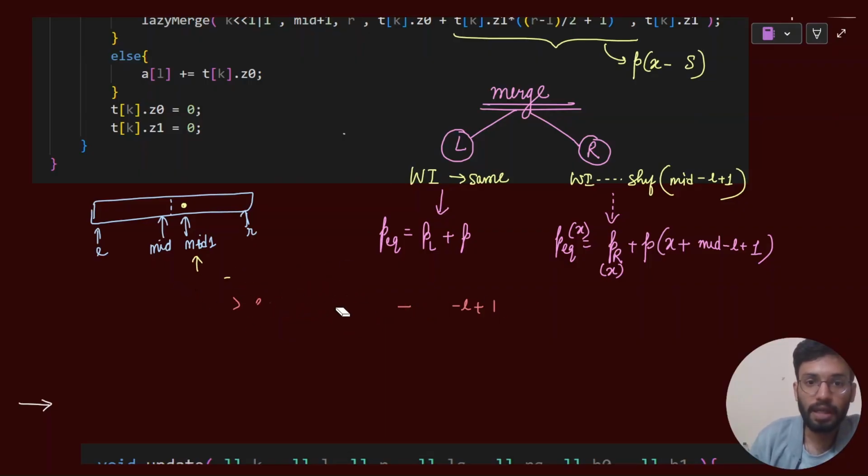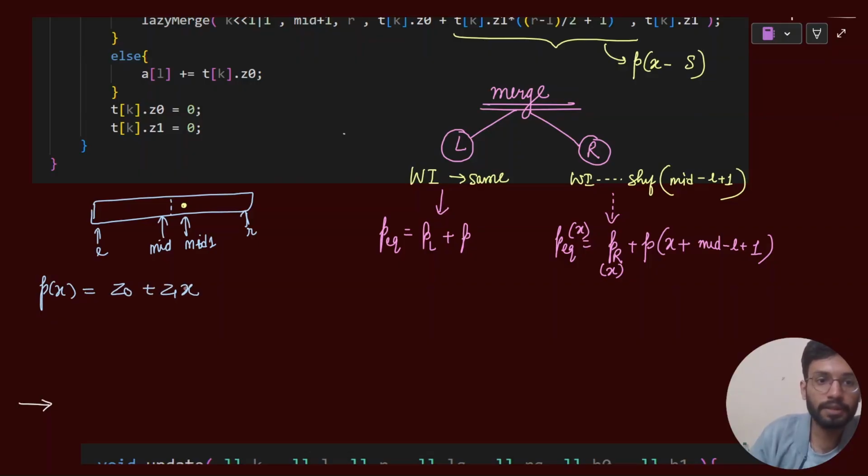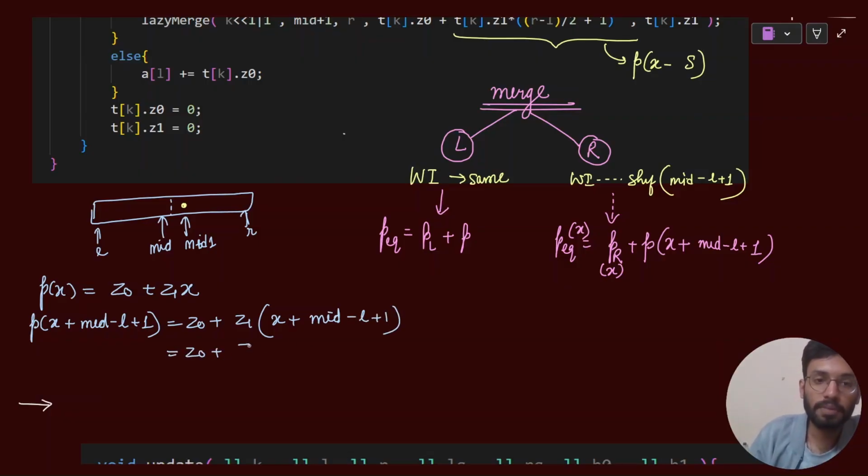And let's see how we can calculate this. So p of x is clear, right? What is p of x? P of x is my parent's function. So this is simply going to be z0 plus z1 into x. Therefore p of x plus mid minus L plus 1. Let's calculate this. So this would be z0 plus z1 into, in place of x I'll simply put x plus mid minus L plus 1. So this would give me z0 plus z1 into x plus, what is mid? Mid is nothing but L plus r by 2. Simply write L plus r by 2 minus L plus 1.